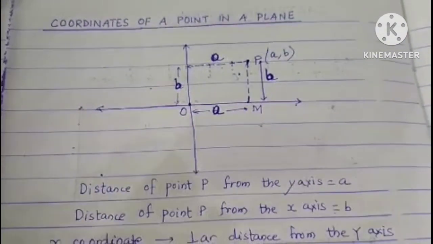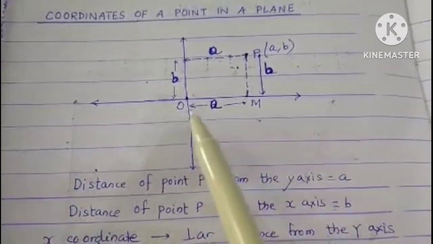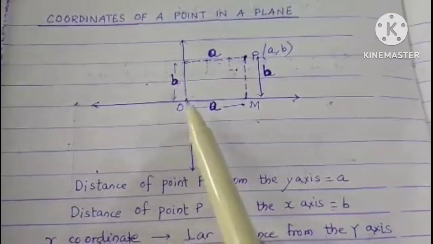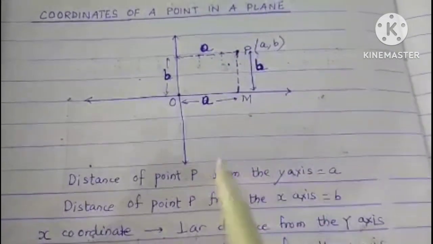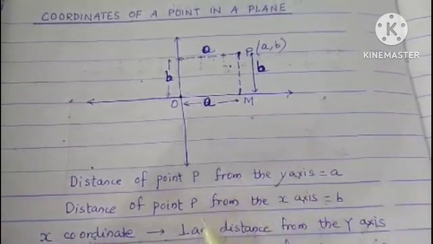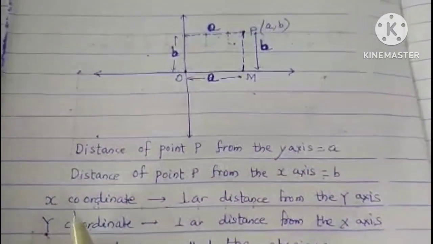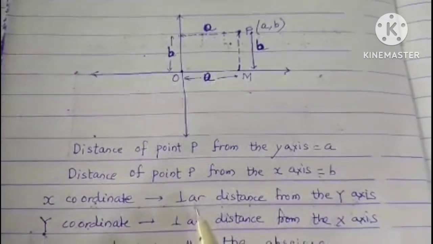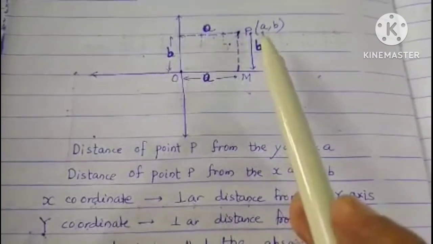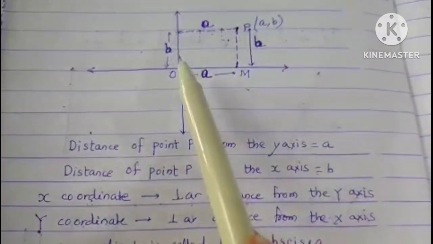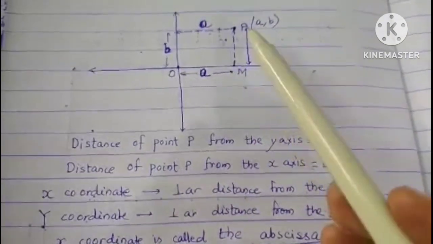So we write the distance of point P from the y-axis is equal to A. This is point P, and its distance from the y-axis is A, and distance from the x-axis will be B. So it will be AB, and this nomenclature is just the opposite. The x coordinate is the perpendicular distance from the y-axis, that is A, and the y coordinate is the perpendicular distance from the x-axis.